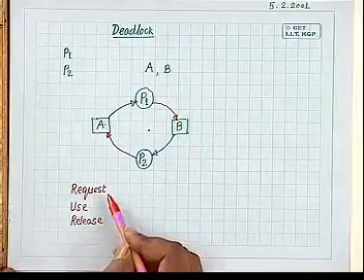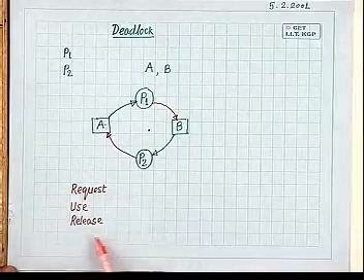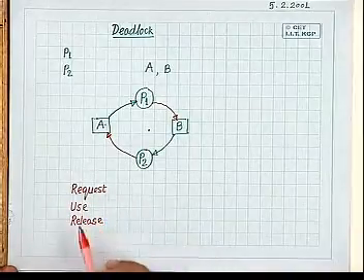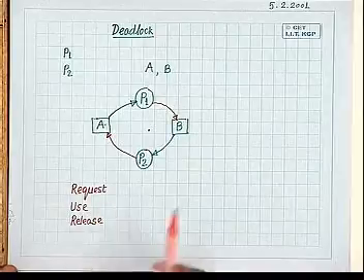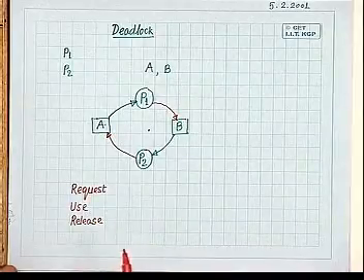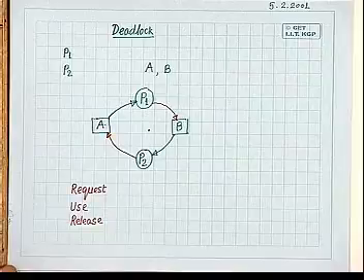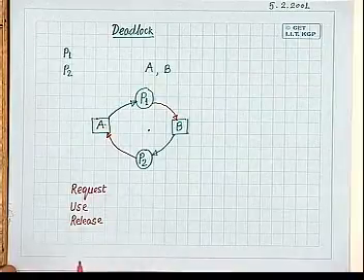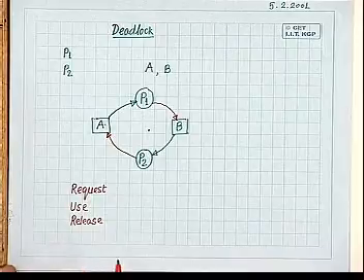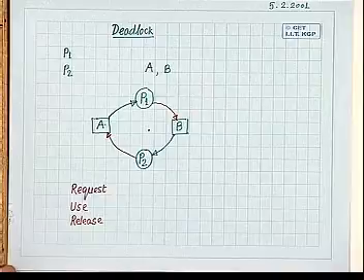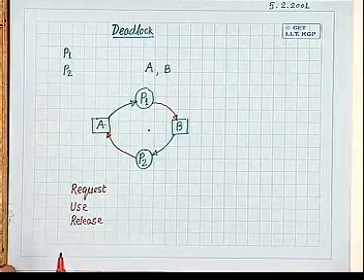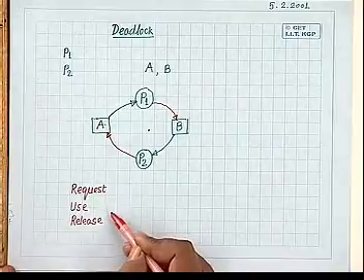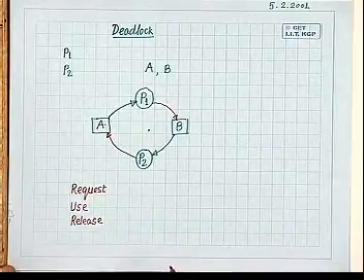Now in order to be able to give the resources to different requesting processes, the system must know the status of different resources. That is, which resource is free or which resource is already allocated, and if it is allocated, to which process it has been allocated. All this information must be known to the operating system for proper management of the resources.